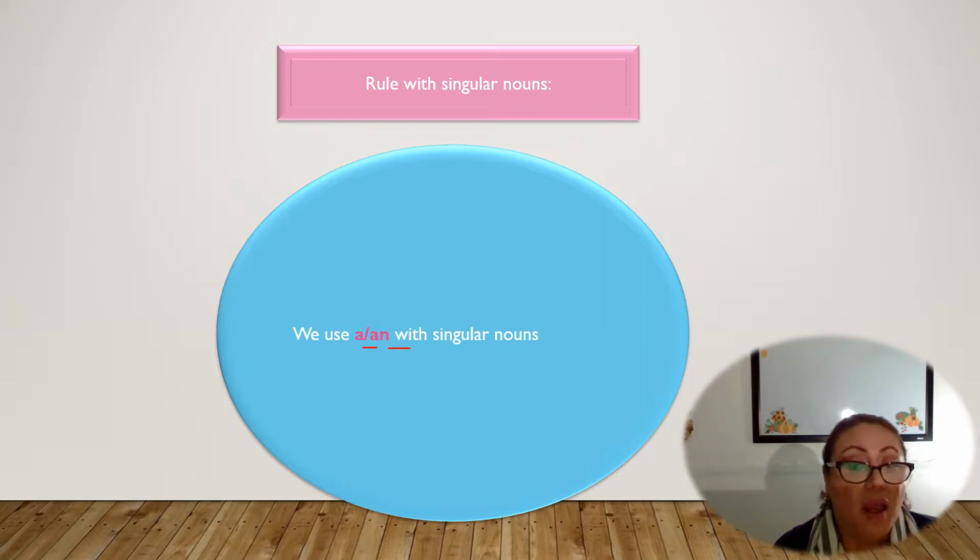For example, there is a banana on the table. And I say there is an orange on the table. And remember the rule of the article A and N before a noun that starts with a consonant or a vowel. We still have to remember that, and we still need to apply this rule.